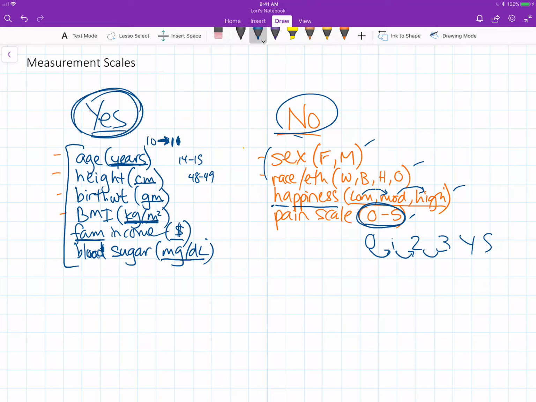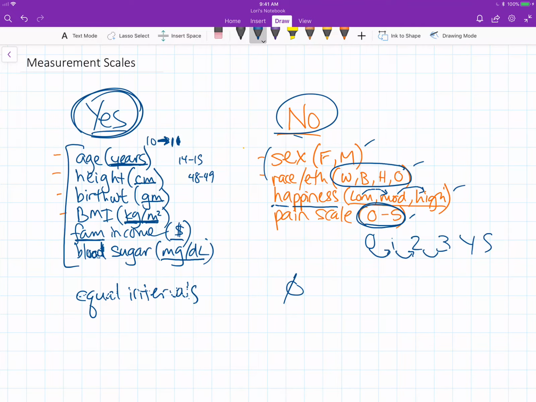So all of these things over here in the yes category have equal intervals, and all of these over here on the right side do not have equal intervals. In fact, some of them we can't even put in order. We could reorganize race, ethnicity. We could start with other and then do Hispanic and then white, black, or start with black and then Hispanic and then other and then white. Those can't even be put in a specific order.